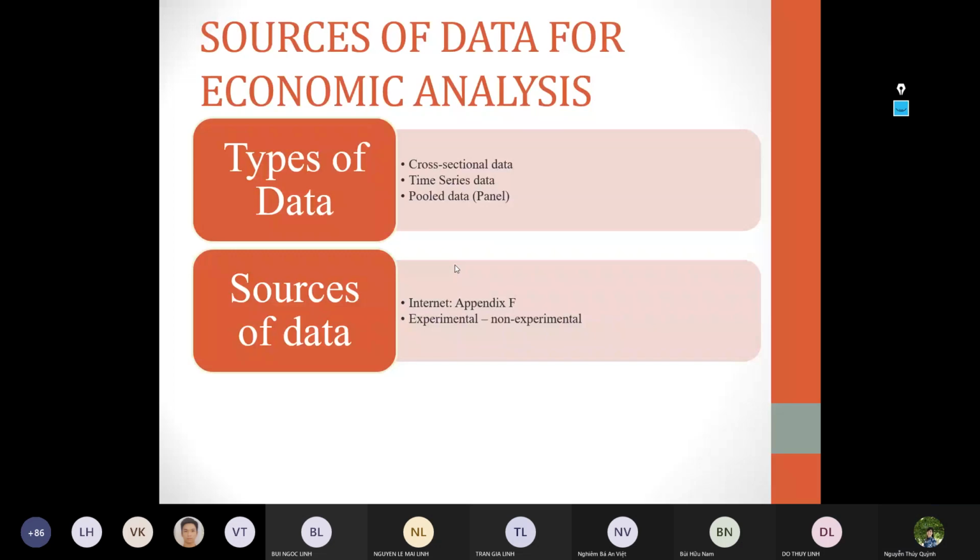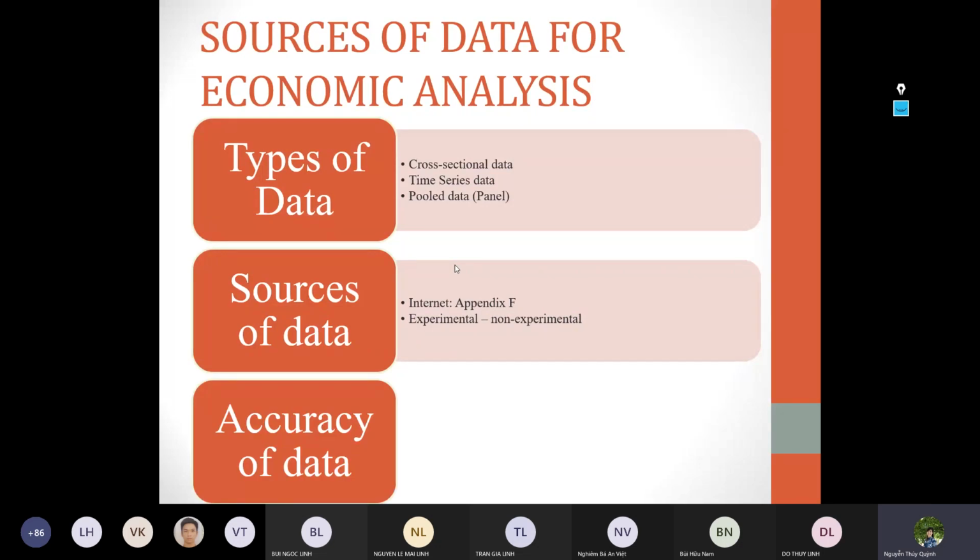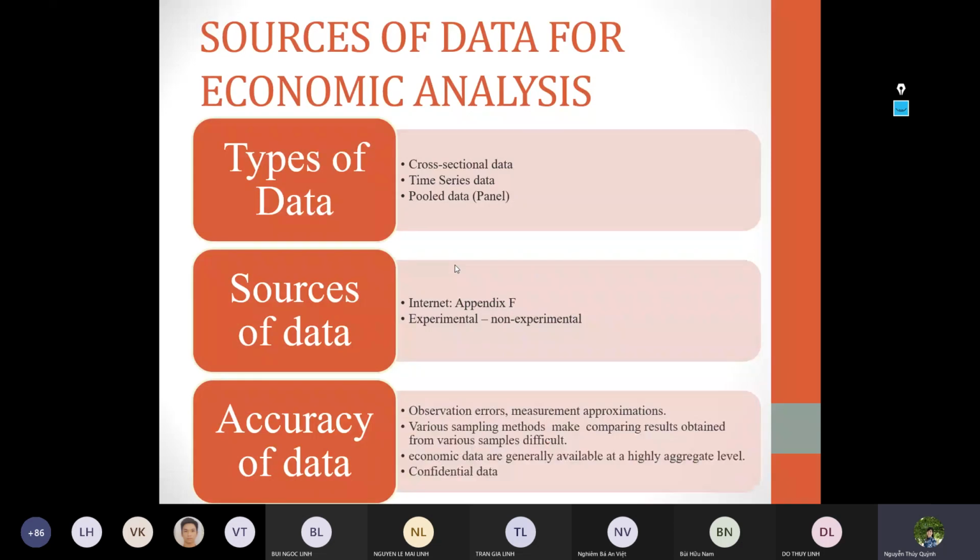Whether the data that we are dealing with is cross-sectional, time series or panel, it can be experimental or non-experimental data. There is always a problem with the accuracy of the data. So what are some problems of the data? For example, we may incur observation error or measurement error in obtaining the data.